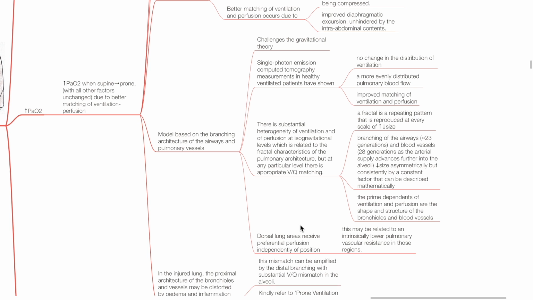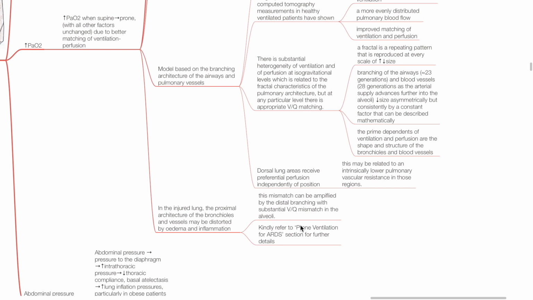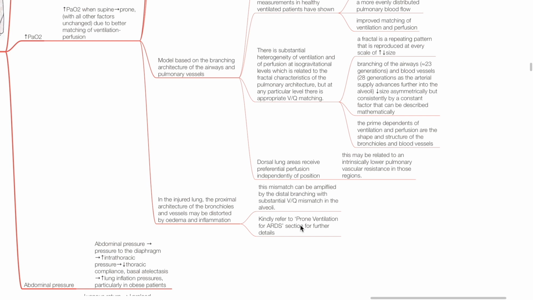The prime determinants of ventilation and perfusion are the shape and structure of the bronchioles and the blood vessels. Dorsal lung areas receive preferential perfusion independently of position, and this may be related to an intrinsically lower pulmonary vascular resistance in those regions. In the injured lung, the proximal architecture of the bronchioles and vessels may be distorted by edema and inflammation. This mismatch can be amplified by the distal branching with substantial VQ mismatch in the alveoli. Kindly refer to the prone ventilation for ARDS section for further details.